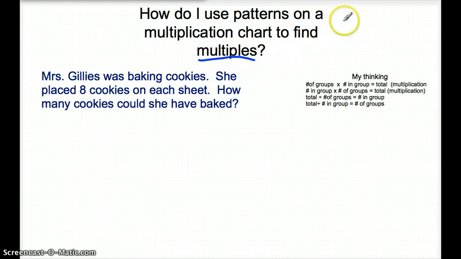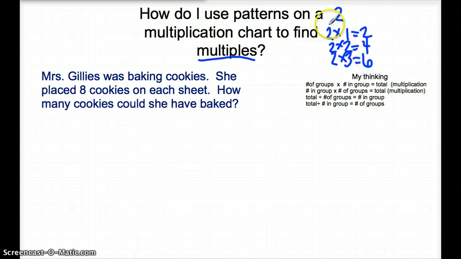For example, if I wanted to find the multiples of 2, I would have to think of 2 times 1 equals 2, 2 times 2 equals 4, 2 times 3 equals 6, and I could keep going. So I'm using the number 2 and I'm multiplying it by all the other numbers so that I get the product 2, 4, 6. So other multiples would be 8, 10, 12, 14, 16, 18, 20.